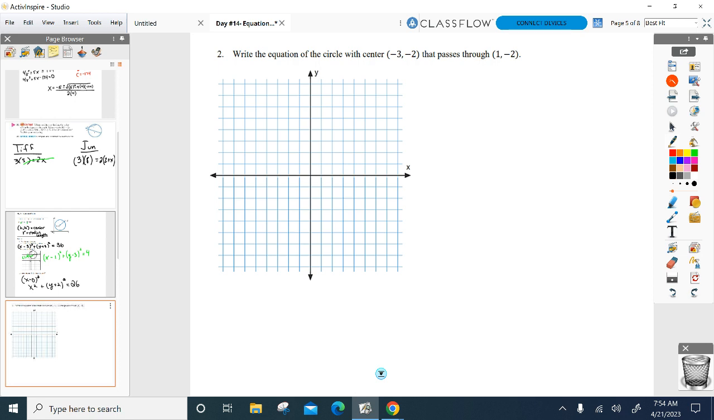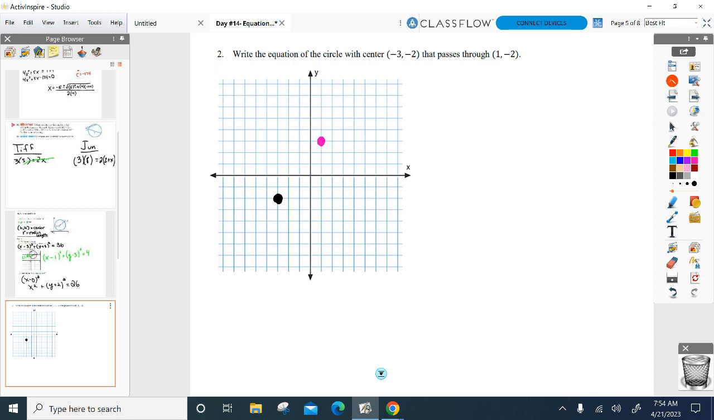All right, write the equation of a circle with the center at -3, -2. So everyone plot it. Here's the center, -3, -2. There's the center. And it passes through, so the outside of the circle goes through 1, -2. Did we change that or is that the same? 1, 3. Good. I'm glad we changed that because that was too easy. Okay. So what's the equation of this circle?